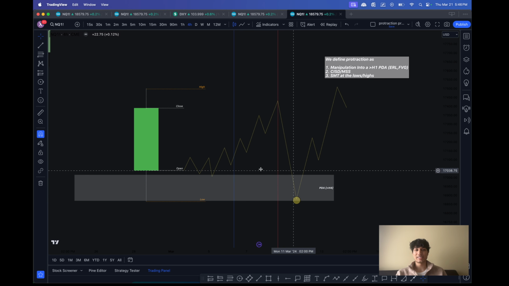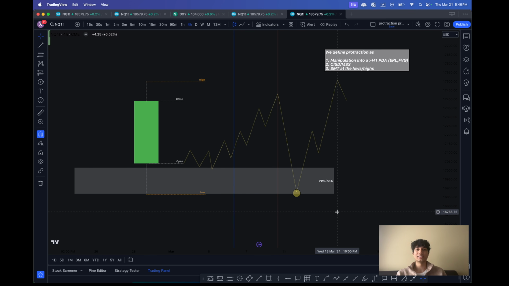We then want to see price change state of delivery, shift structure, and then we want to potentially even see an SMT at the lows. Now, the difference between the protraction profiles I'll teach you, which are classic protraction, delayed protraction, and the Judas profile, which is void protraction, are all going to be a function of the x-axis, and that is going to be time.